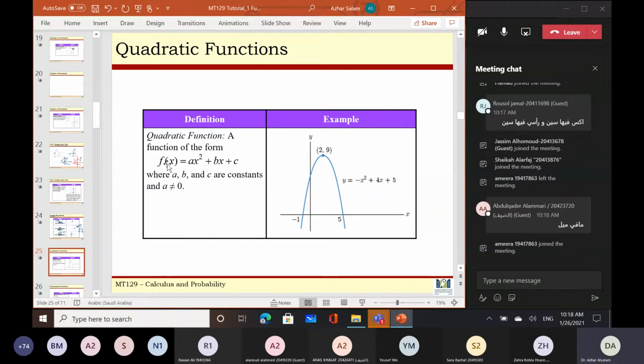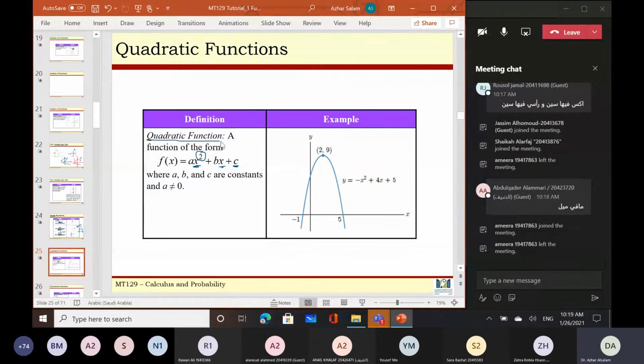Okay. Also, when I have f of x equal ax squared plus bx plus c, I have here x squared and here x to the power 1 and here the constant term. Okay, I call it a quadratic function. Quadratic means to the power 2. The highest power of the variable x is 2, quadratic function.